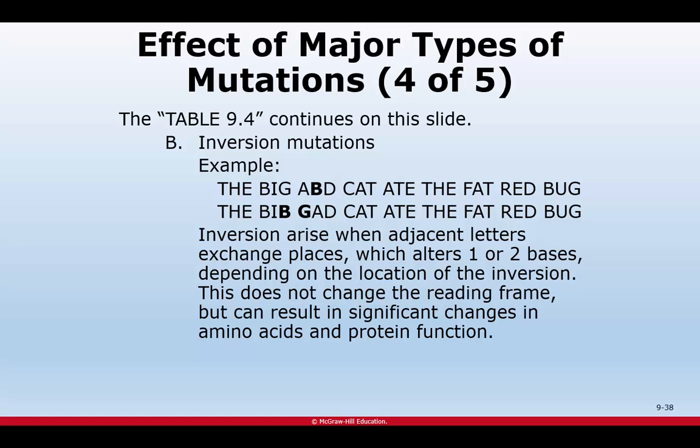Inversion: the big ABD cat, because we inverted B and A, ate the fat red bug, or the bib gad, we inverted the G and the B, cat ate the fat red bug. This is when the adjacent letters change places, and that can alter 1 or 2 bases depending on where it happens. In the first line up there of the example, it happened in 1 location. In the second, it happened in 2. That doesn't change the reading frame, but it causes changes in the amino acids that are made and the proteins.